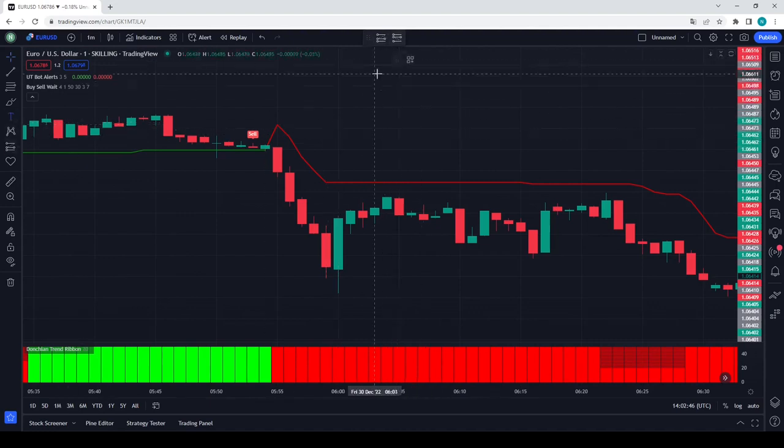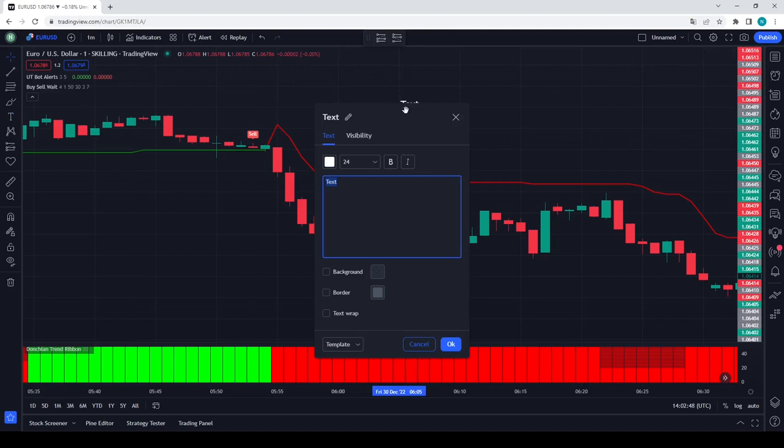So let's write our conditions down. So for a sell trade or for a short trade, it's better. First, we are looking for a sell signal. Second, we are looking for a red line. And third, we are looking for a red, I say now DTR or Downtrend Trend Ribbon, so a red DTR bar.